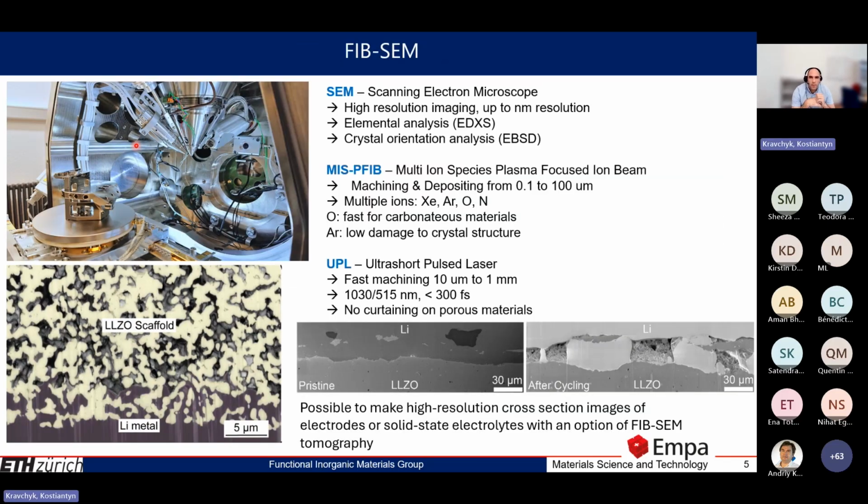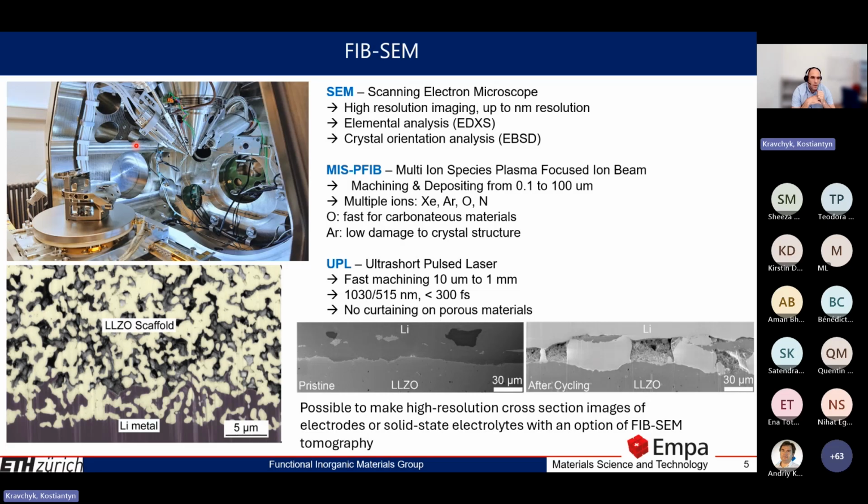FIB-SEM, obviously everybody knows this method, but I would like to emphasize that it is quite handy if somebody would like to investigate interfaces, especially interfaces between lithium metal and solid-state electrolytes.